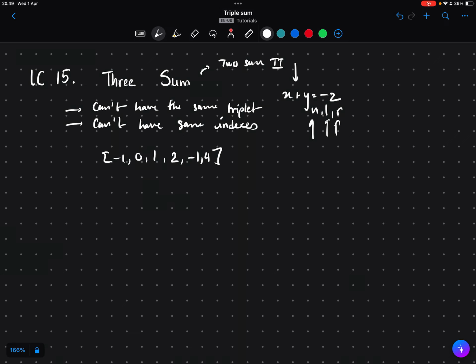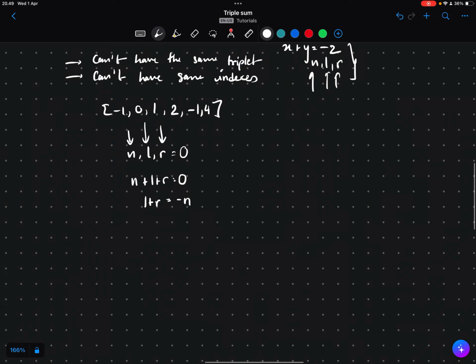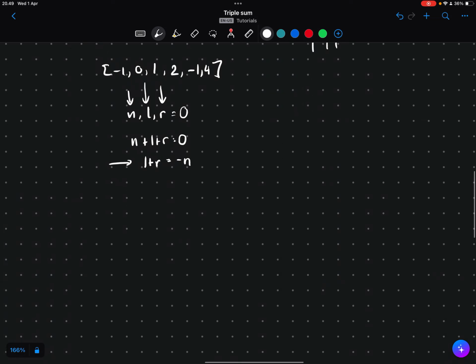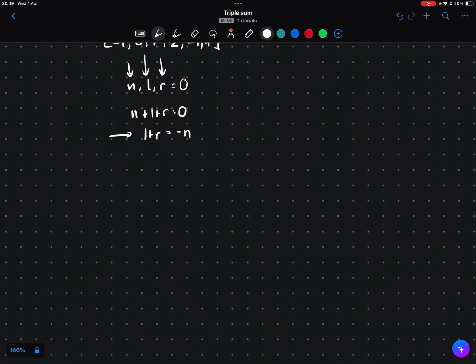Like I mentioned, we could have n, l, and r equal to 0. So we pick a number at the start, and then we run a 2-pointer approach, and it should sum up to 0. I gave this hint at the end of the video: l plus r can be turned into minus n, and we can rewrite the equation like that, which makes it a bit simpler.